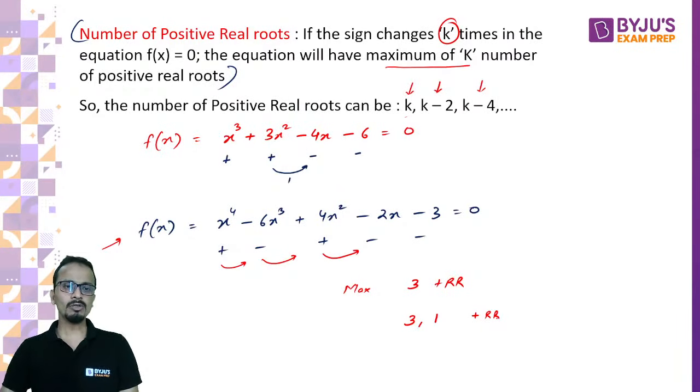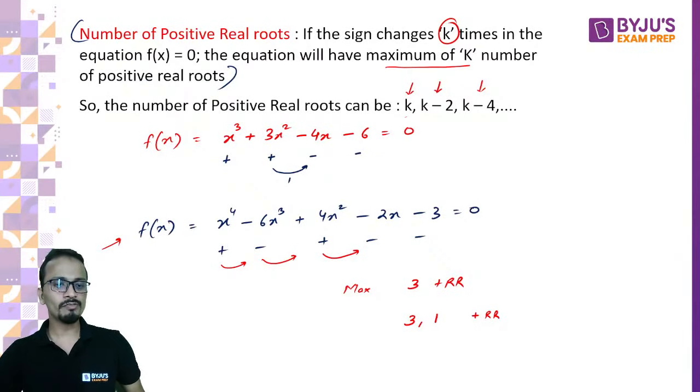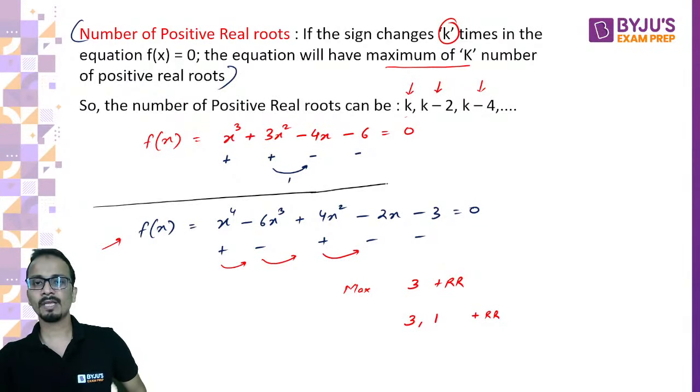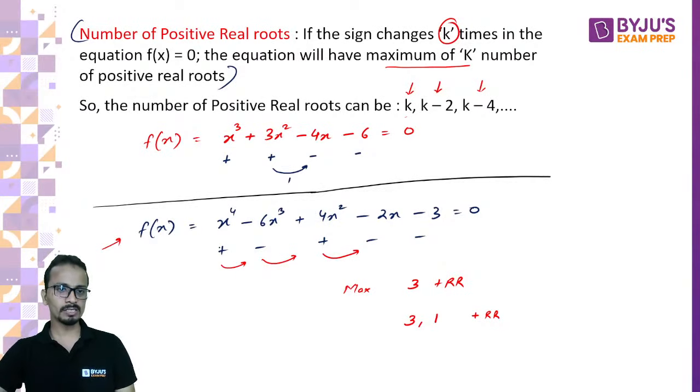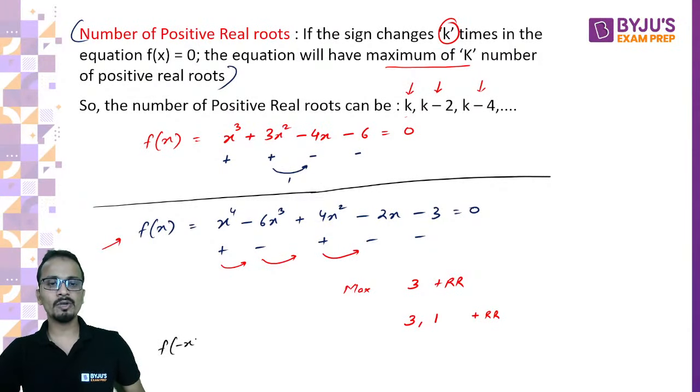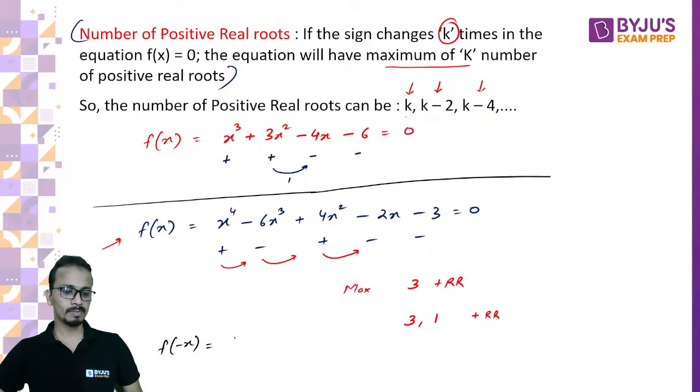Okay, now next, so this was the number of positive real roots. Now let's talk about the number of negative real roots as well. For the number of negative real roots, I'm again taking the second example only. So f(x) is given to us. To find out the number of negative real roots, we will calculate f(-x).